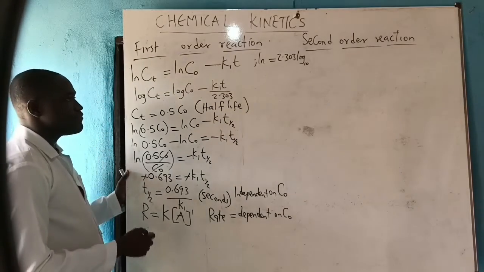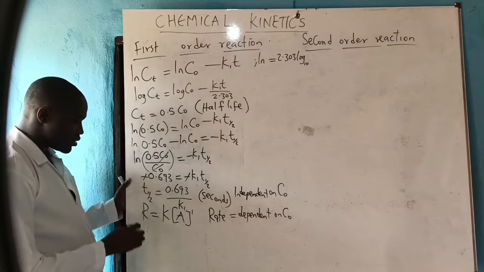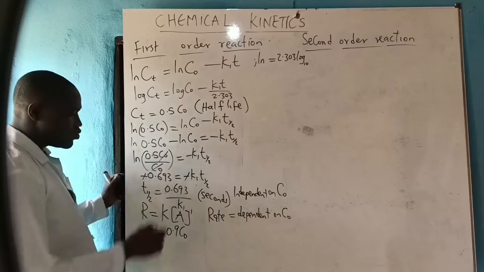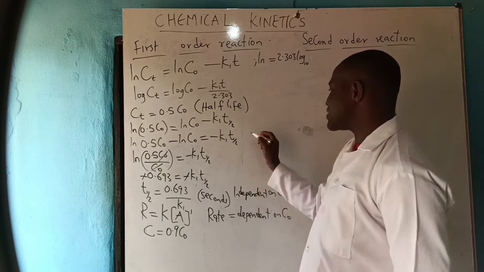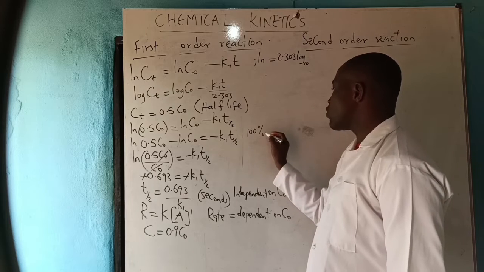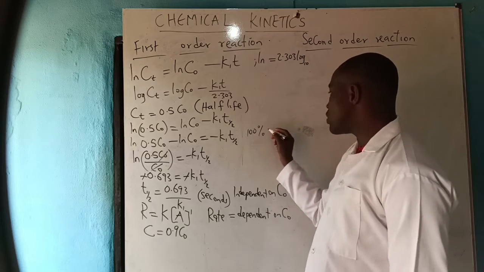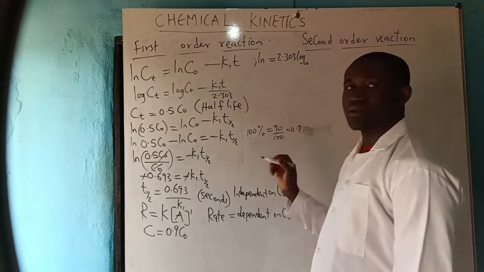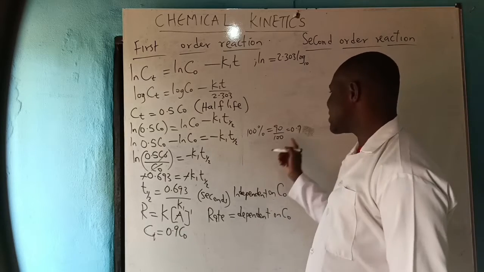What about the shelf life of a first order? The shelf life of first order reactions goes this way, that C is equal to 0.9 C0. How did we get 0.9 C0? The implication is that 100% is the total. Now, when 10% is lost, we are talking about shelf life. When 10% is lost, what will remain is 90 percent. And 90% means 90 over 100, equal to 0.9. So the amount C remaining is equal to 0.9 C0. That is how we got 0.9.